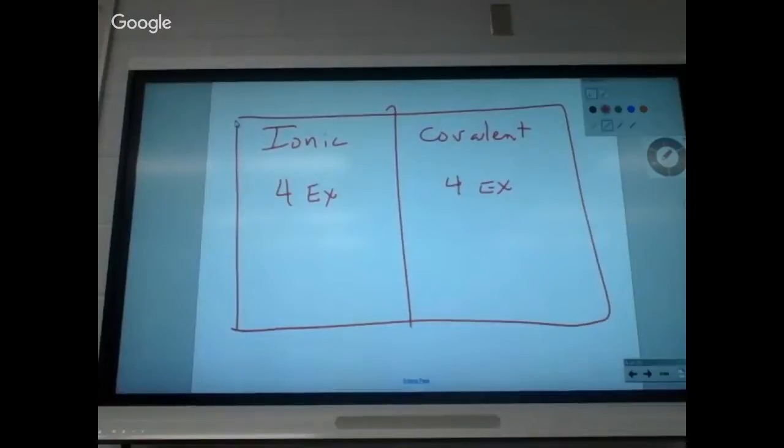Look at the clock. You need to be done no later than 1:05. No later than that.